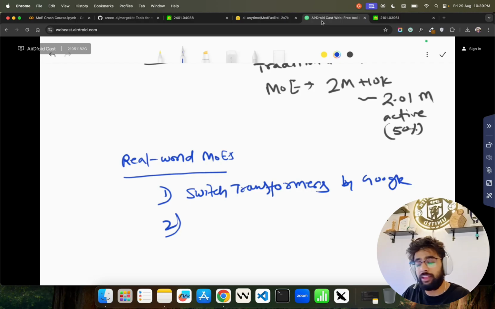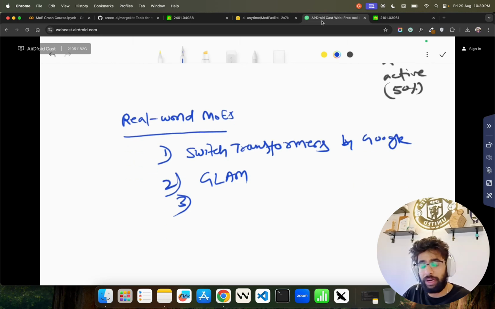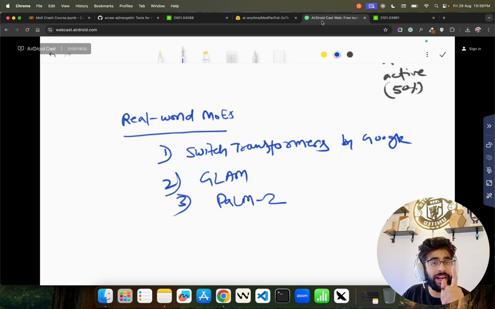And then there was one more model by Google. I forgot the name. It's LAM or GLAM or something. So you can check it out. I'm just writing here something like GLAM or something. Okay, you can check that out. And then we have PaLM 2, which is also based on MOEs. Okay, the backbone is MOE. It's multilingual and multi-domain. And the backbone was MOE, of course.